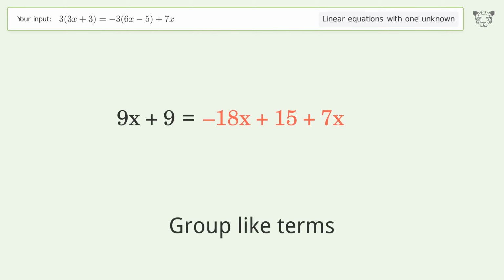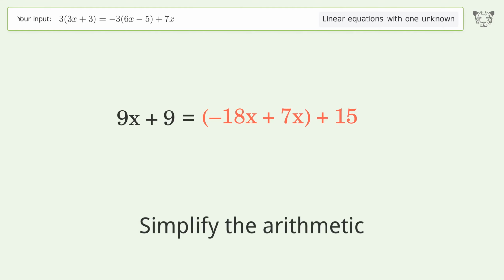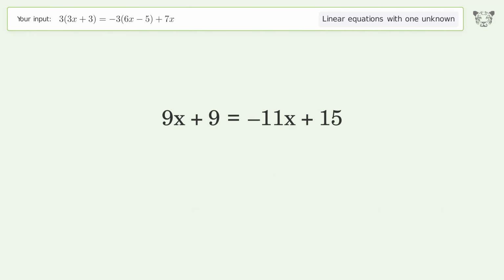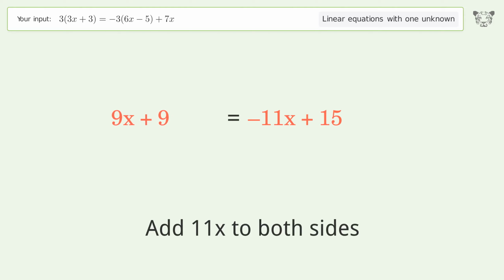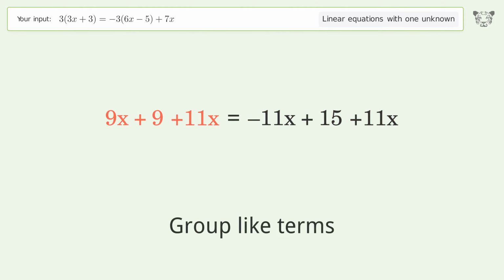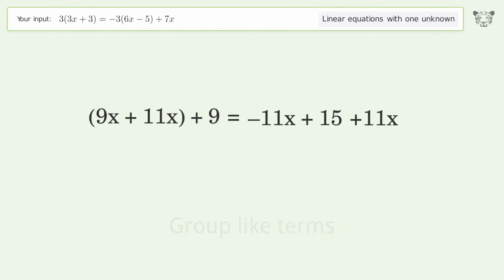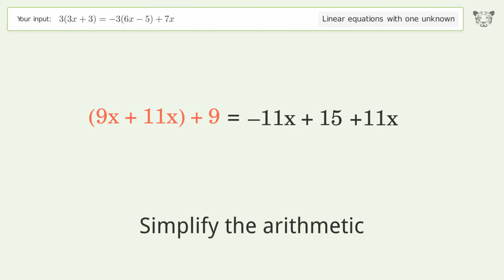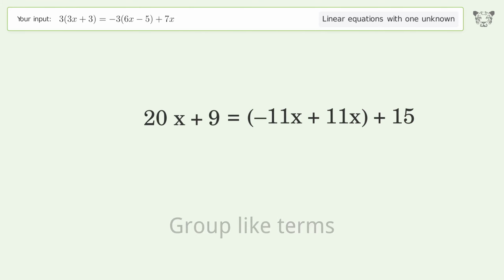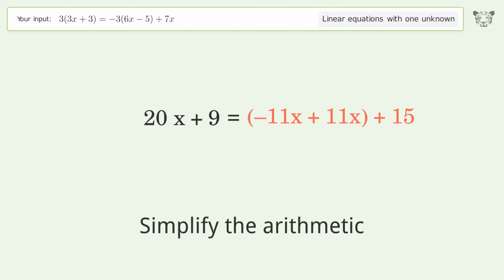Group like terms. Simplify the arithmetic. Group all x terms on the left side of the equation. Add 11x to both sides. Group like terms. Simplify the arithmetic. Group like terms. Simplify the arithmetic.